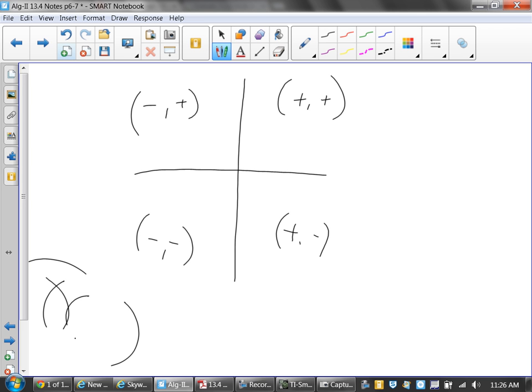Billy's dead. So remember, when you're walking through these things, if sine and cosine are both positive, what's tangent going to be?